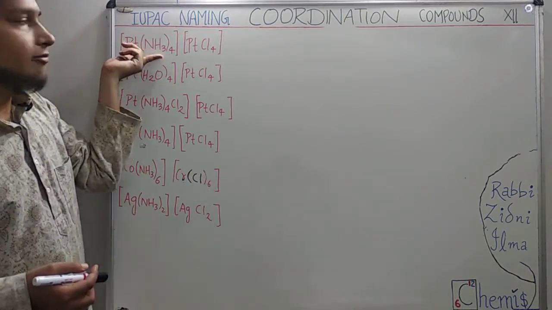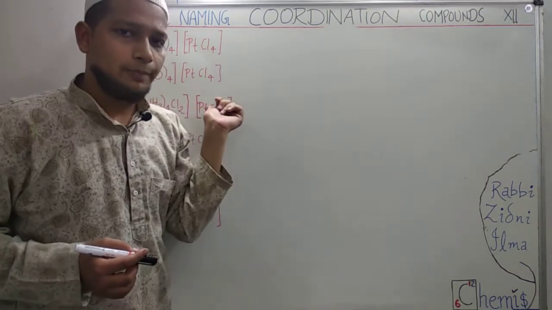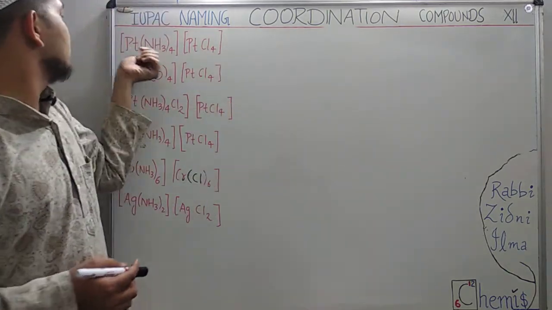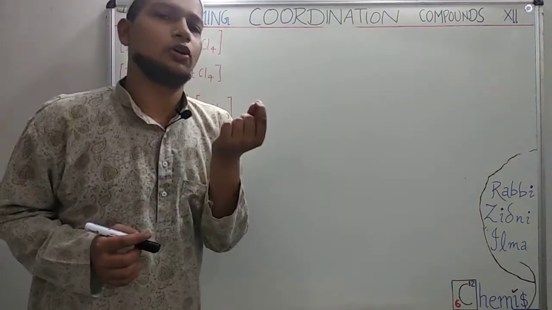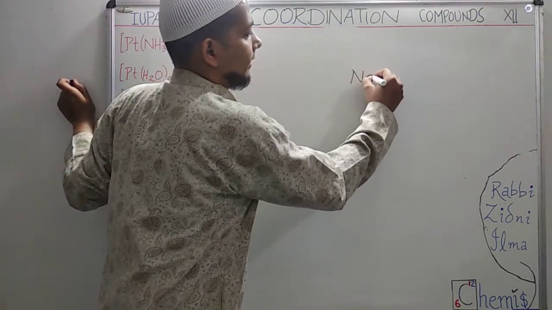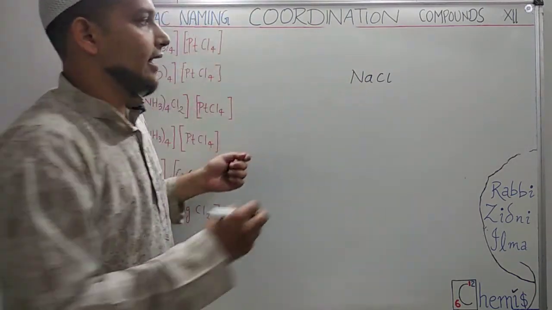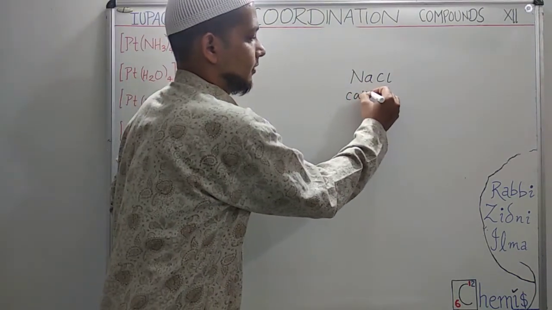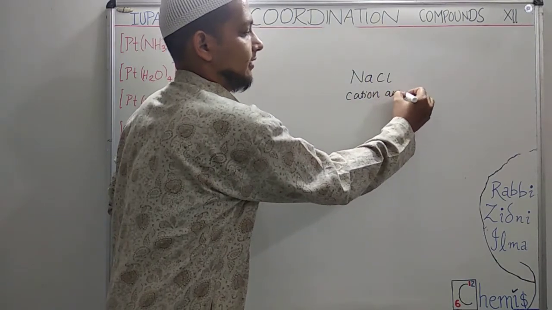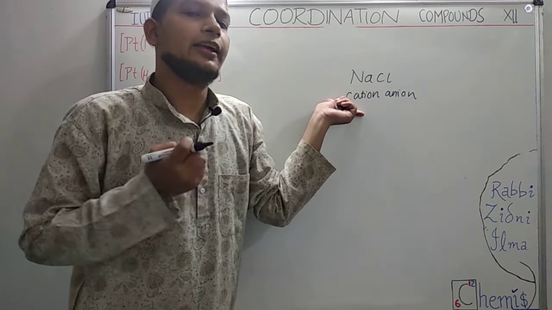If you look here, you have 2 coordination pairs. So for naming these types of coordination compounds, you need to take some precautions. First of all, have you ever written any compound like NaCl? It is written in a pattern so that the cation comes first and the anion comes second. It is the standard pattern of writing any ionic compound.